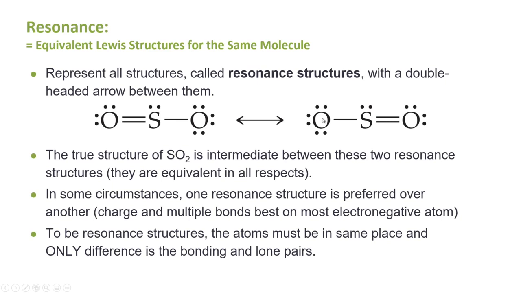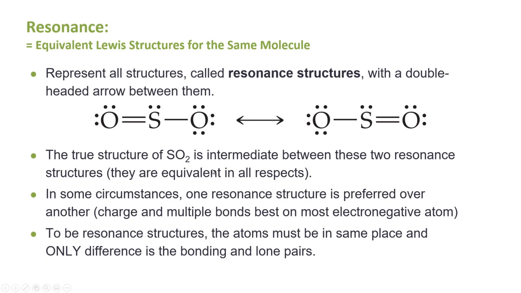And if I can make more than one structure, we call them resonance structures. We're going to draw all the possible structures we can and use double-headed arrows to indicate that these are resonance structures. So when you see this double-headed arrow between two different structures, that's suggesting that they're resonance structures. It's the same molecule but drawn in different ways.